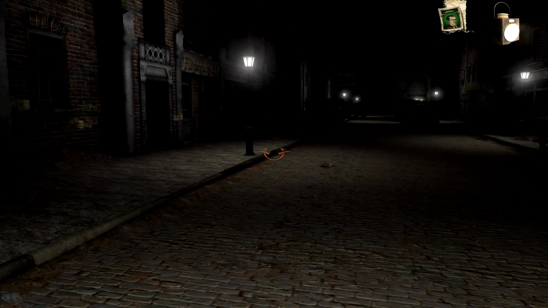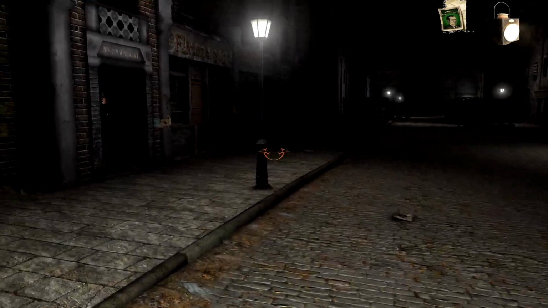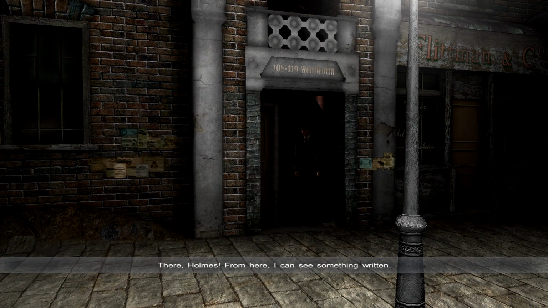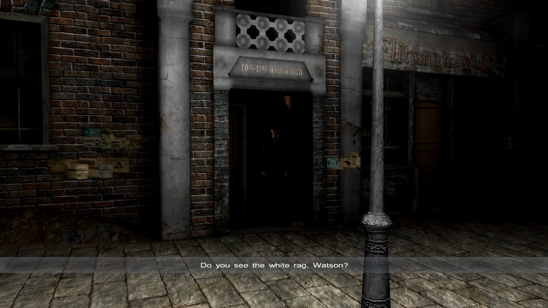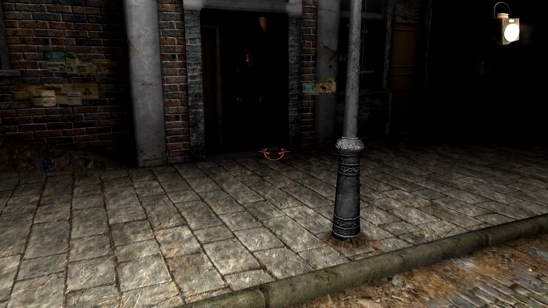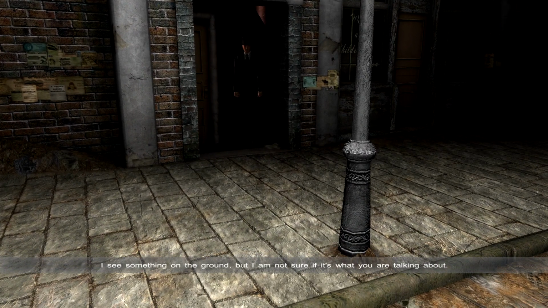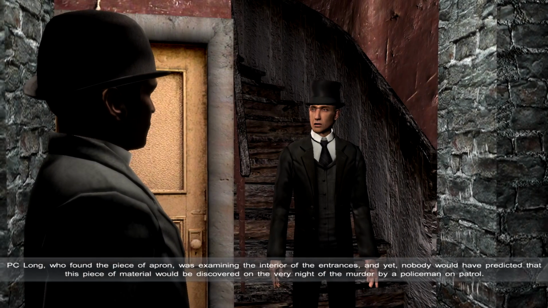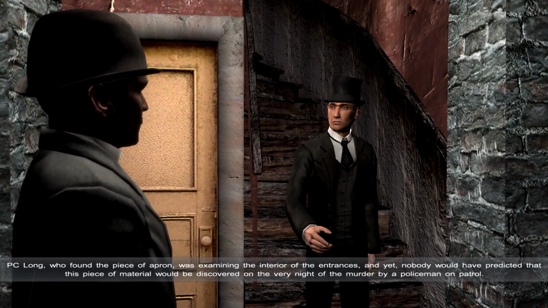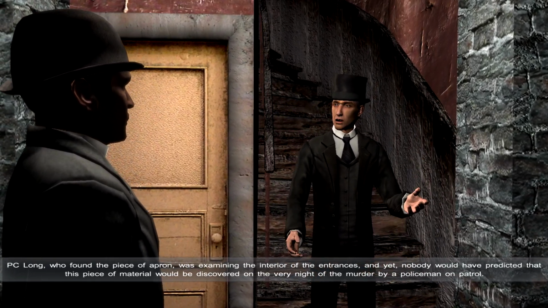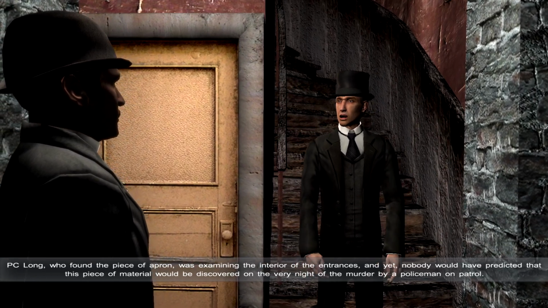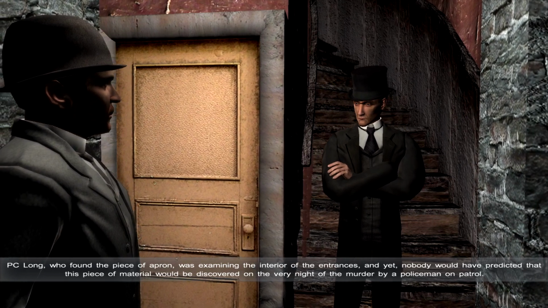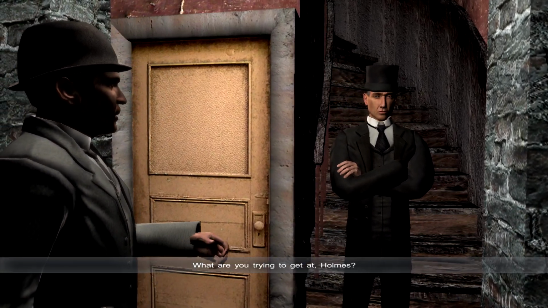There, Holmes. From here, I can see something written. Can you read it? No. Do you see the white rag, Watson? There. I see something on the ground, but I'm not sure if it's what you were talking about. PC Long, who found the piece of apron, was examining the interior of the entrances, and yet nobody would have predicted that this piece of material would be discovered on the very night of the murder by a policeman on patrol.